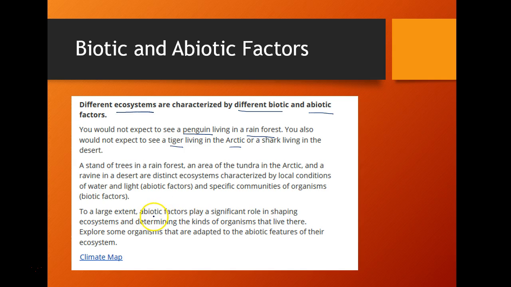And really, when we're talking about the environment and the habitat of these organisms, abiotic factors play a huge role because abiotic factors determine the temperature, right? How much rainfall there is, etc. And again, these two things are extremely important in determining whether an organism will be able to survive in a specific ecosystem.